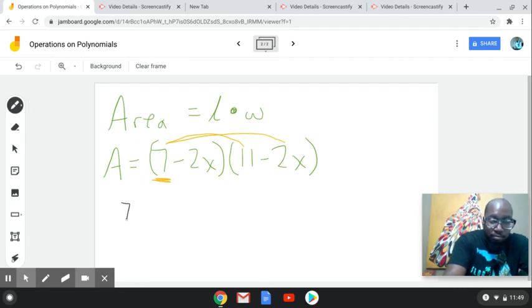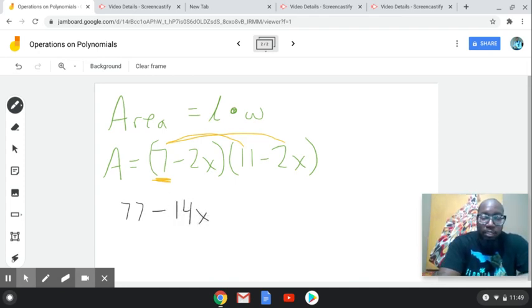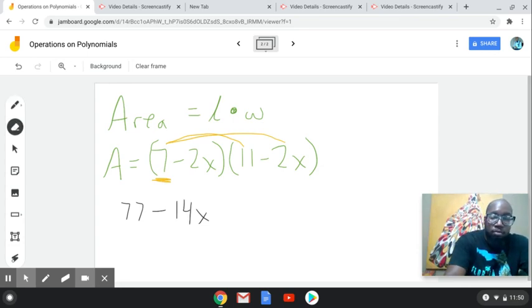77 minus 14x, okay? 7 times 11 is 77. 7 times negative 2x is negative 14x, all right? So now we're done distributing that 7 because there are no more terms over here.